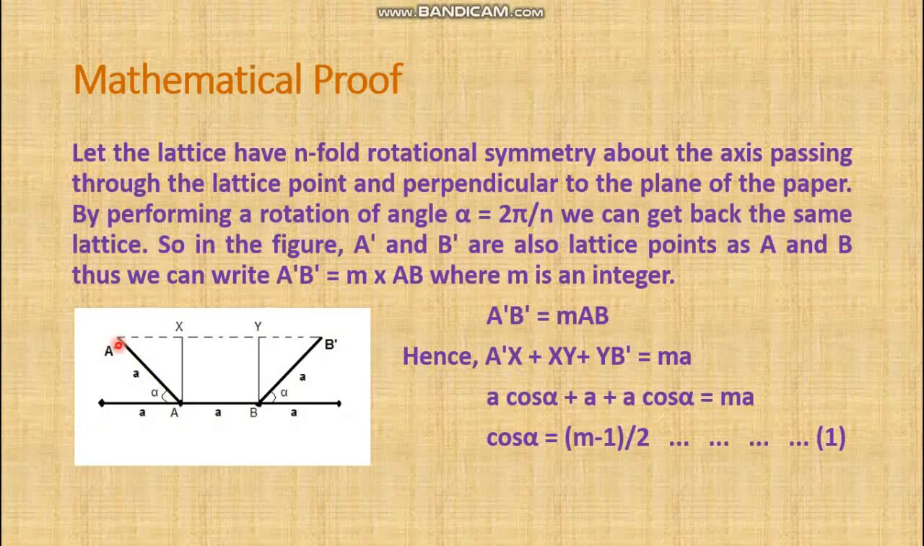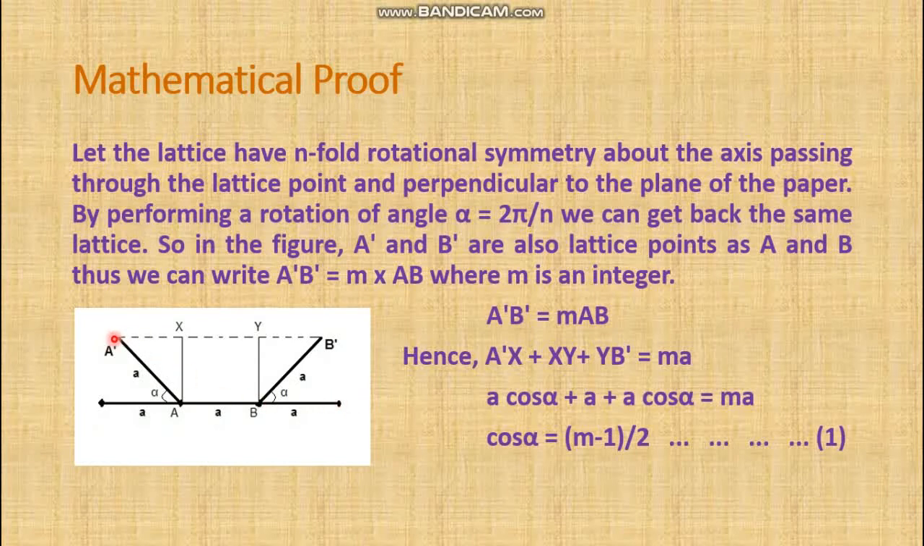Now if you rotate this by alpha angle, this point, A dash point, moves to B dash point. Now what is the edge length? The edge length is from this point to this point, this point to this point, and this point to this point. This is A, the unit cell length.